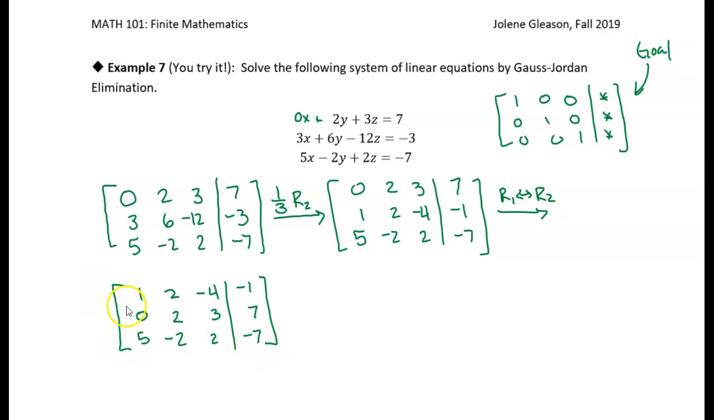All right, so now it's starting to look like the goal. Now I just need to get a 0 in row 3, and then I'll have the first column taken care of. So probably the easiest way to get a 0 in row 3 is to take row 3 and replace it with row 3 plus, well, let's do minus, right? Or plus a negative 5 times row 1.